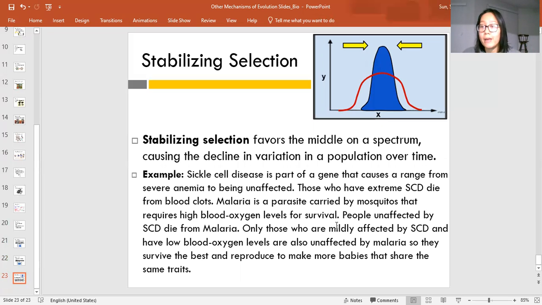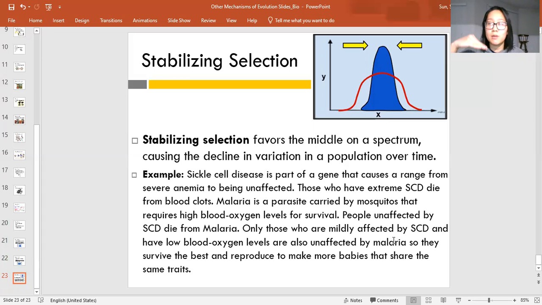Only those who are mildly or middly affected by sickle cell disease, which means they have one gene for sickle cell and one gene for not, so they have this kind of blend of sickle cell and not sickle cell in their blood, and they have low blood oxygen levels, are also unaffected by malaria. So people who are mediumly affected don't die from malaria, because malaria doesn't stay alive inside their blood. But we already know that people who have sickle cell disease tend to die early.